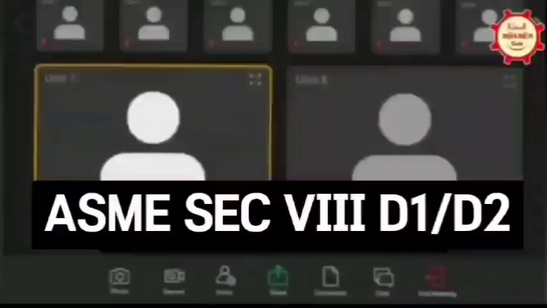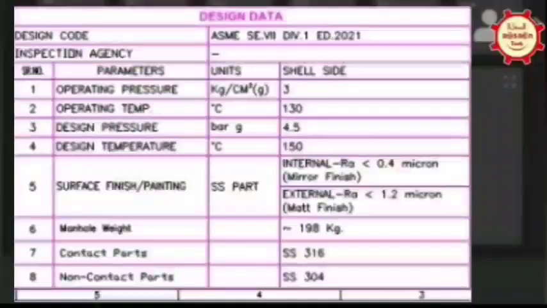So I suggest you start reading the code and understand it, and also see the design parameters and design data given in the drawing. First understand the terms. What is design pressure? What is design temperature? What is external design pressure, external temperature, and what is MDMT? What is impact test? What is PWHT? Things like that. So you can start by going one by one.